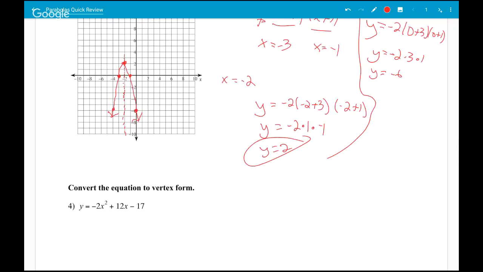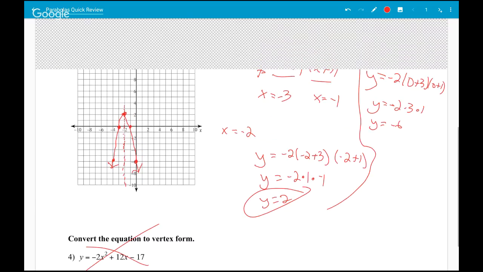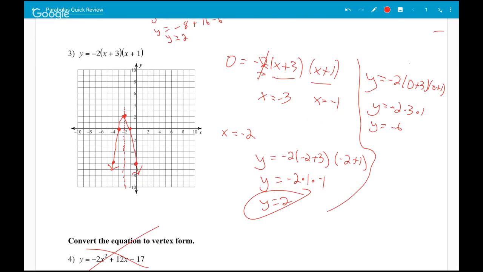The last problem on here says convert the equation to vertex form. We didn't do that this year. There are a lot of different ways that you could convert it to vertex form. You could find the vertex and figure it out from there. You could use completing the square to do this, but in the end, we didn't go over it this year. So, hey, don't worry about it. That is it for this one.